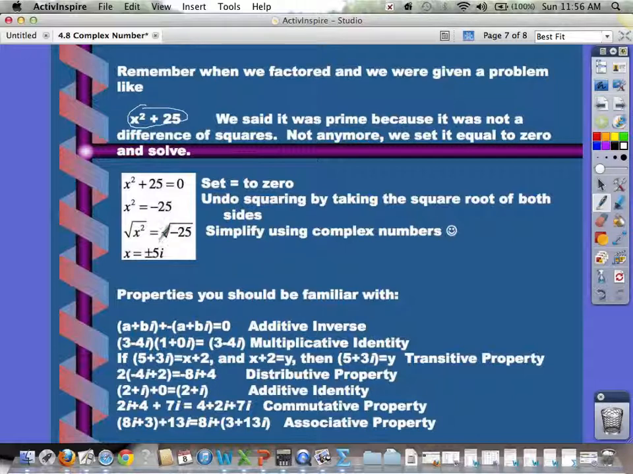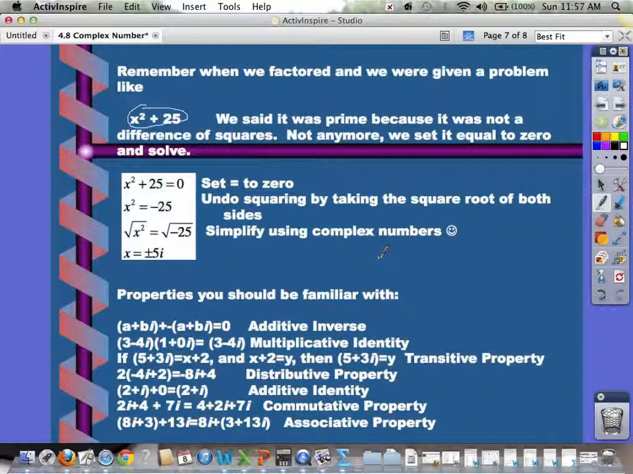That leaves you with plus or minus the square root of negative 25. When we did that before, that was a no-no, but now we can do this. That negative underneath the radical comes out as i, and then you have the square root of 25, which is 5, plus or minus. So this answer ends up being plus or minus 5i. So you're going to be simplifying using these complex numbers. You'll be able to do plenty of these problems.